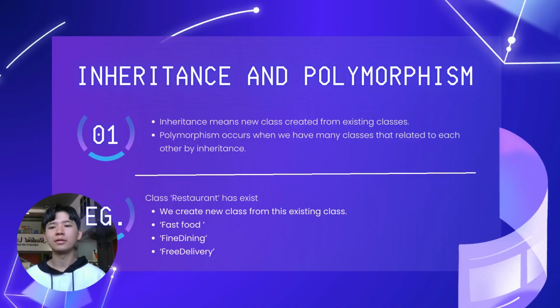Moreover, we'll be using inheritance and polymorphism. Inheritance means that a new class will be created from an existing class, and polymorphism will occur when we have many classes that relate to each other by inheritance. For example, during our project, we will use the class restaurant, then we will create new classes from the existing class, such as fast food, fine dining, and free delivery.